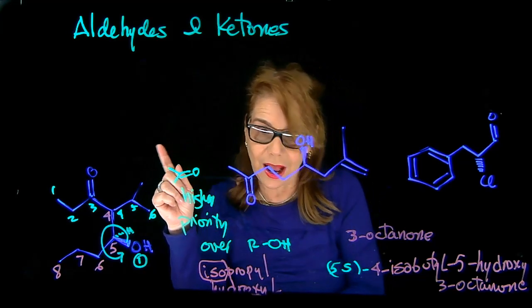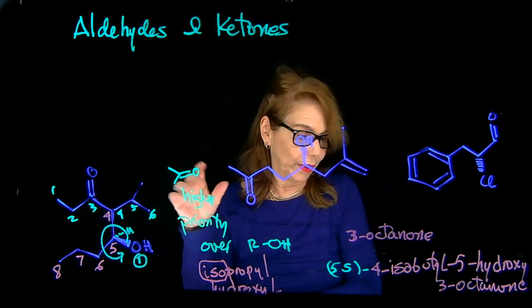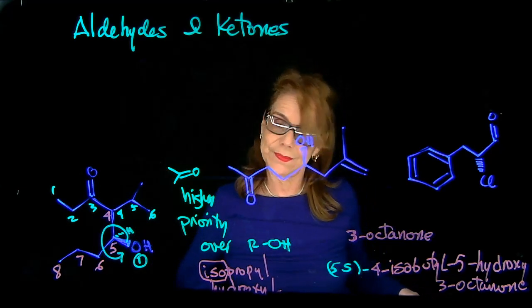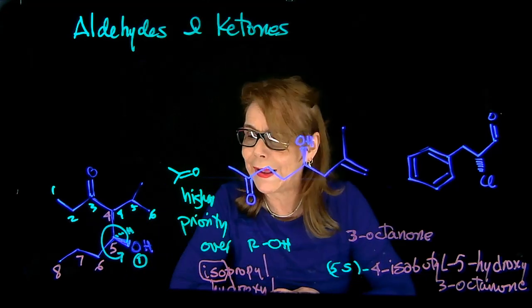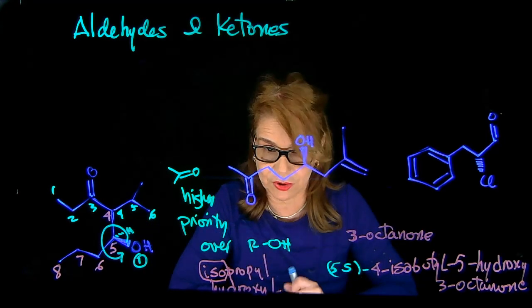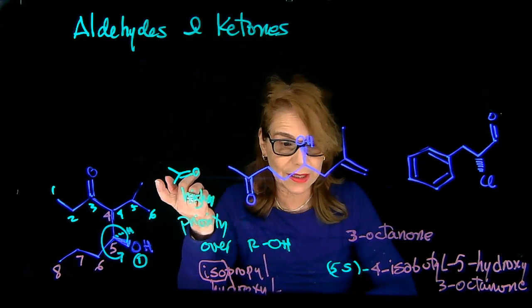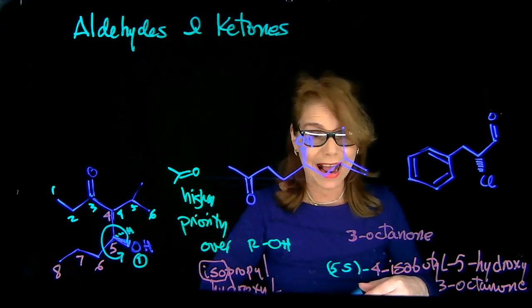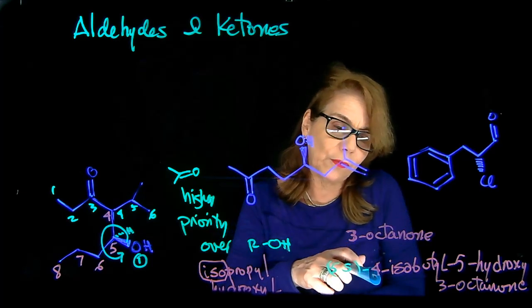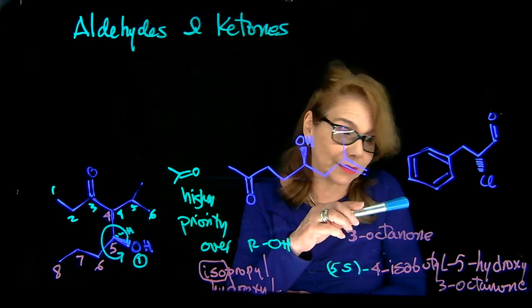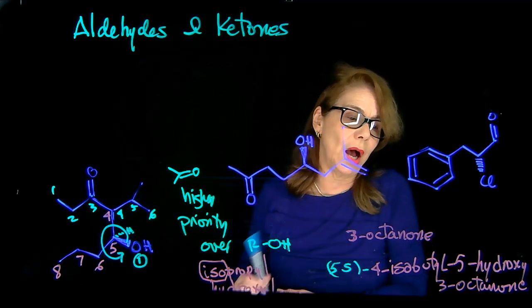Next, we analyze what the substituents are. We have one substituent in carbon 4, an isobutyl, and in carbon 5, we have a hydroxyl group. We need to list them alphabetically, so the iso prefix you do take into account when you're listing. So it is 4-isobutyl-5-hydroxy-3-octanone.